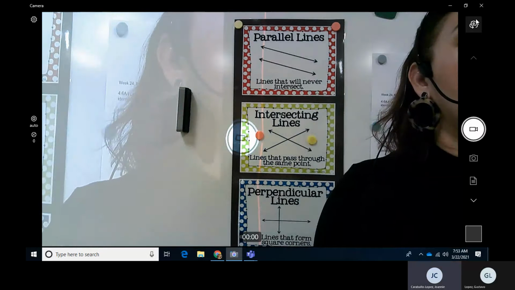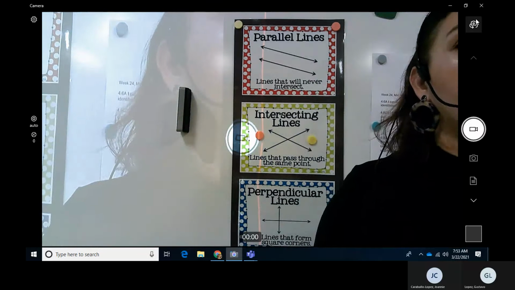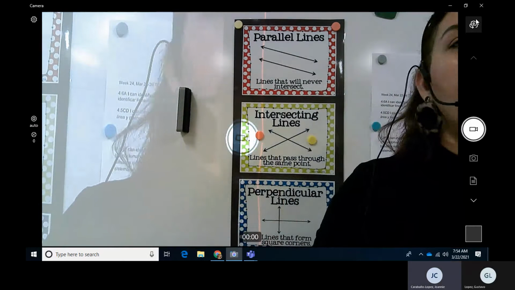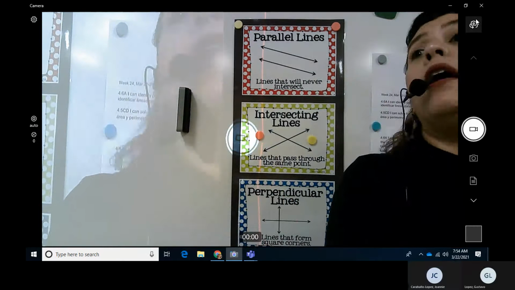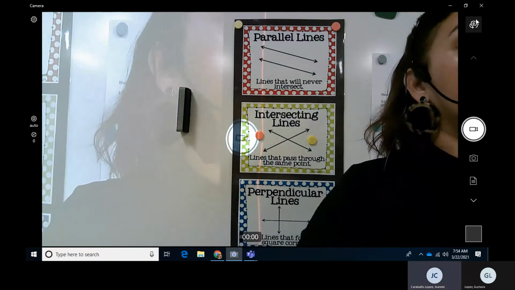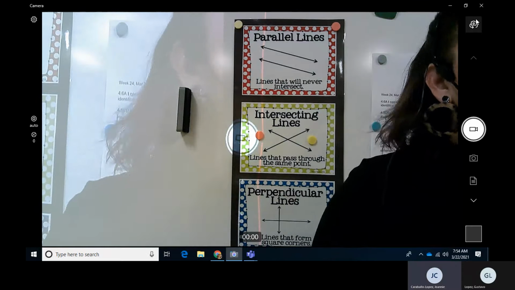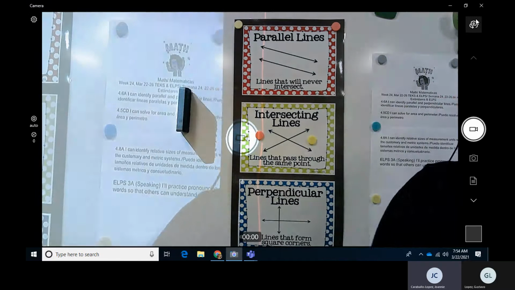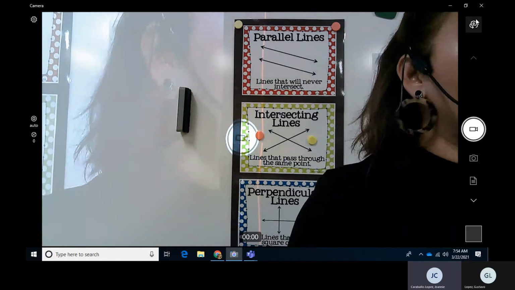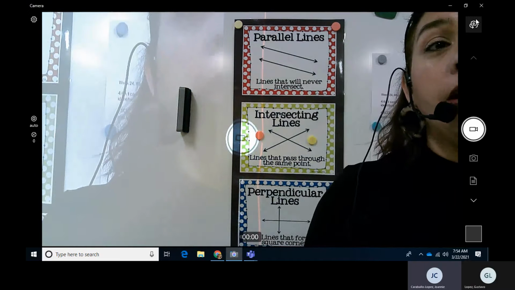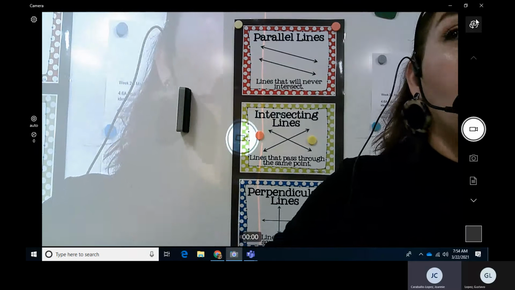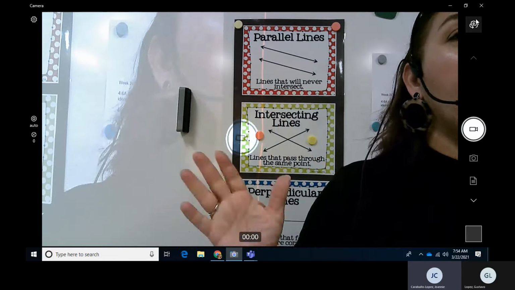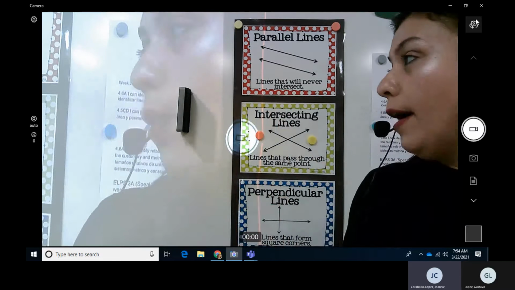So show me parallel lines. Show me a perpendicular line. So tell me the difference. Can someone tell me one description? Yes, sir. Perpendicular lines intersect each other or they make square corners. So the most important part about perpendicular lines is that they make what? Square corners. Do parallel lines touch? No. All right. I know it's early, guys, but come on. We got to wake up.